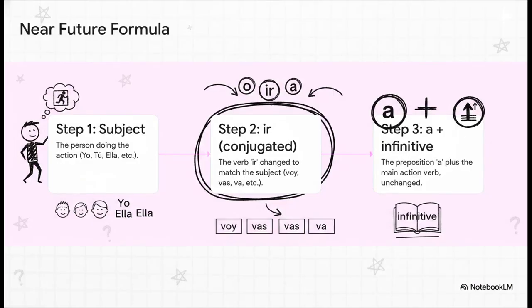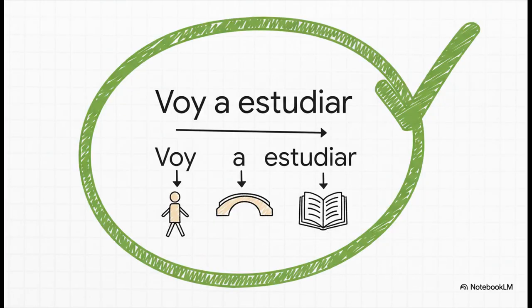And here it is. The magic formula really is just three parts. First, you've got your subject, who is doing the action. Second, the verb ir, which means to go. But, and this is the important part, it has to be conjugated. Then, step 3, you just pop in the little word a, followed by your main verb in its original untouched form, the infinitive. Check out how clean this looks when it's done right.